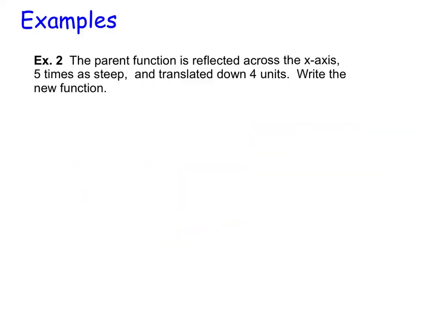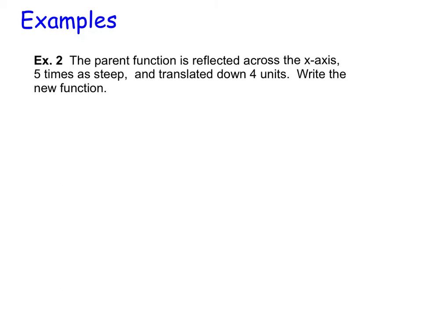Okay, let's take a look at another one. It says the parent function is reflected across the x-axis. Reflected across the x-axis means your a value is going to be what? Positive or negative? Okay, it's going to be negative. Okay, it also says it's 5 times as steep. In other words, it is really going to be steep. And it is translated down 4 units. Okay, so let's go ahead and write this new rule.